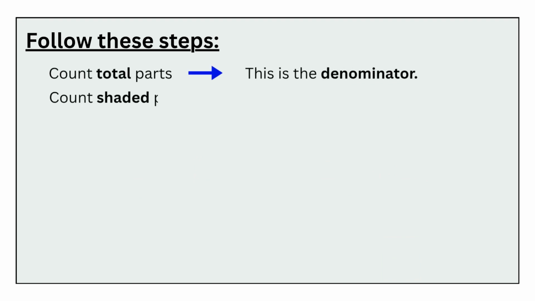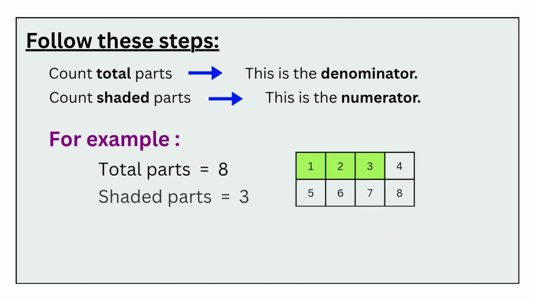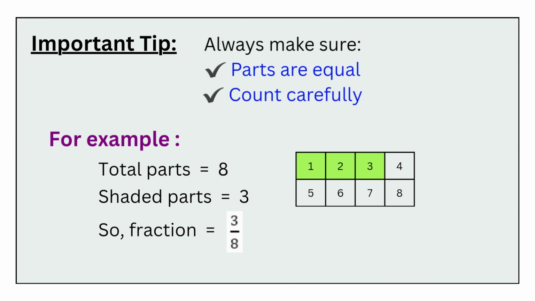Follow these steps. Count total parts, this is the denominator. Count shaded parts, this is the numerator. For example, here, total parts are 8, and the shaded parts are 3. So, the fraction of the shaded parts is 3 by 8. Important tip. Always make sure parts are equal.